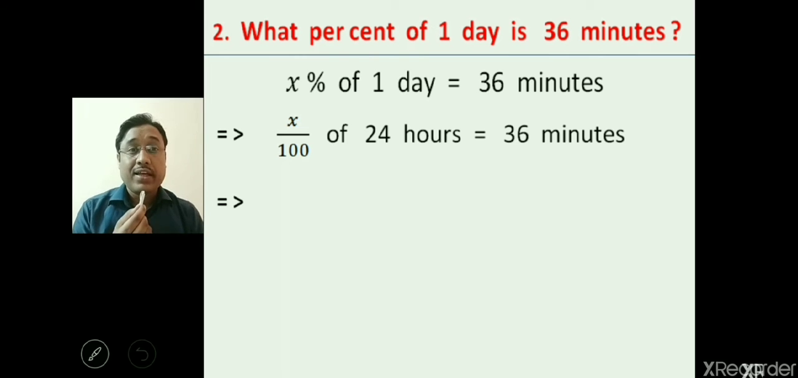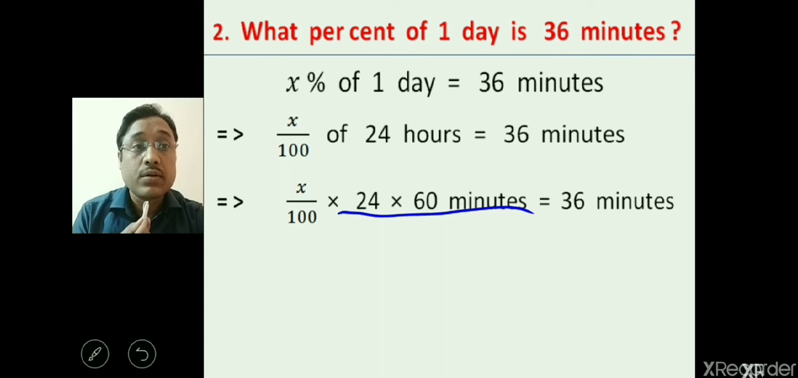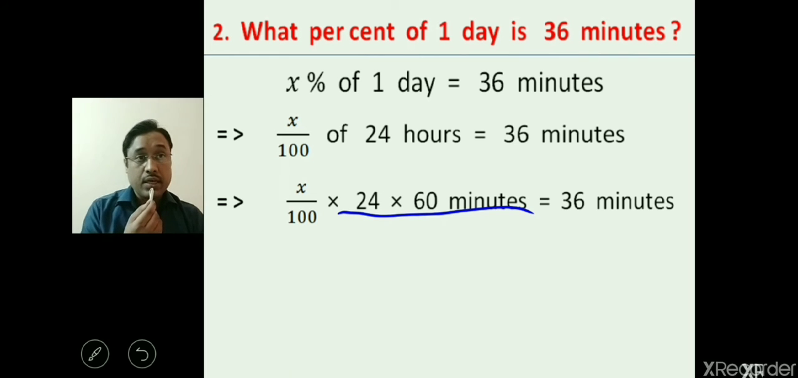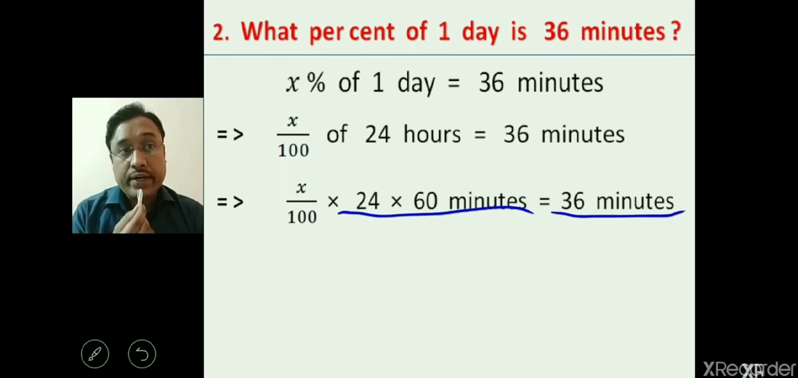Then we can say that x by 100 into 24 into 60, because 1 hour means 60 minutes, so 24 hours means 24 into 60. Because the RHS is in the form of minutes, I have converted the LHS also into minutes. The unit I have made the same. Now we can solve this equation because the units are the same. This minute and minute you can cut on both sides.